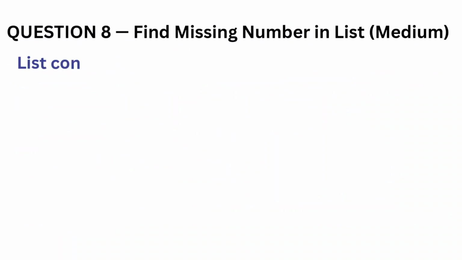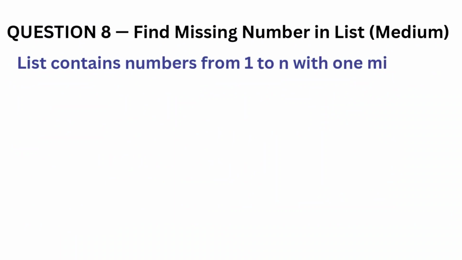And the next question is: a list contains numbers from 1 to n with 1 missing. If we know the expected sum of the first n natural numbers and subtract the actual sum, we get the missing number. So this is used in many coding tests. Let's solve it.